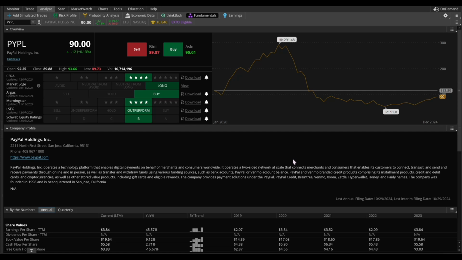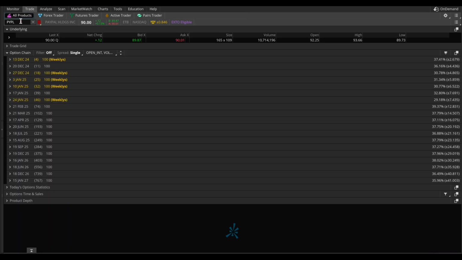But now I want to go ahead and break down the trade tab so we can take a look at the option chain. So I'm going to go ahead and click on trade. And now we're going to see that PayPal is pulled up, same thing defaulted, but you can see the option chain here.